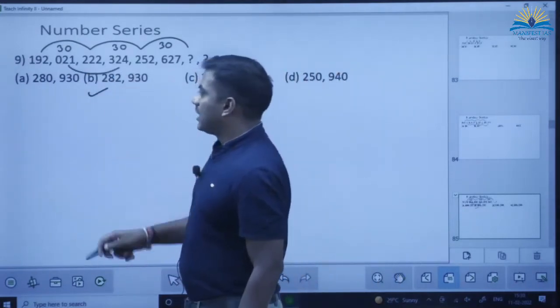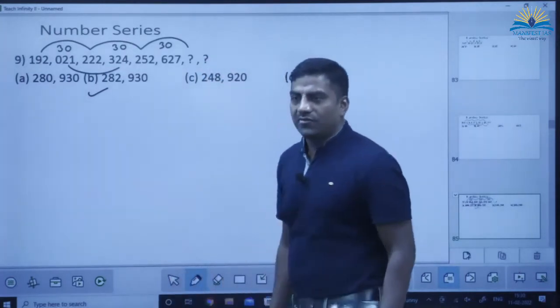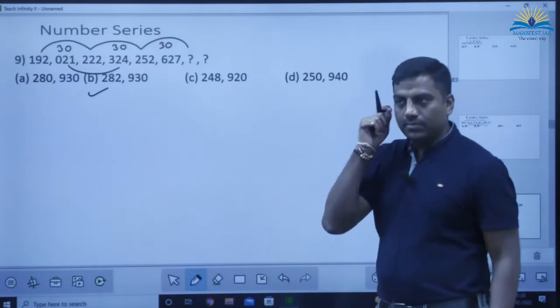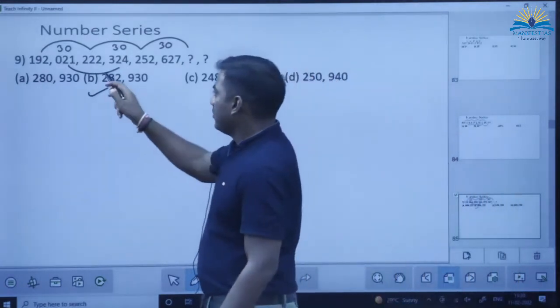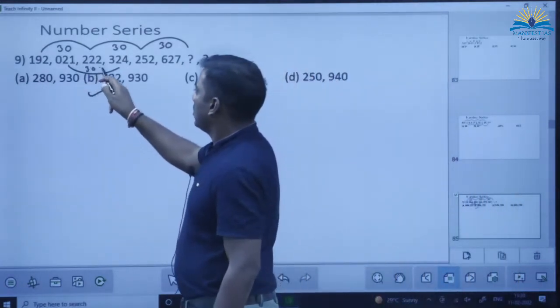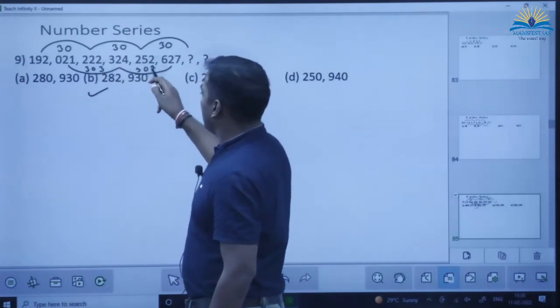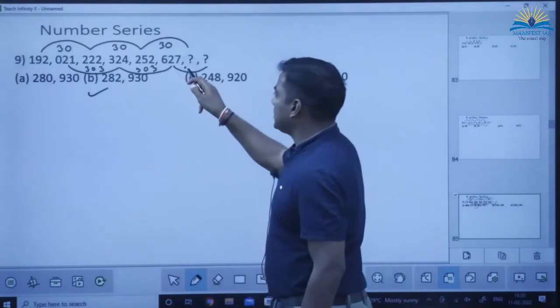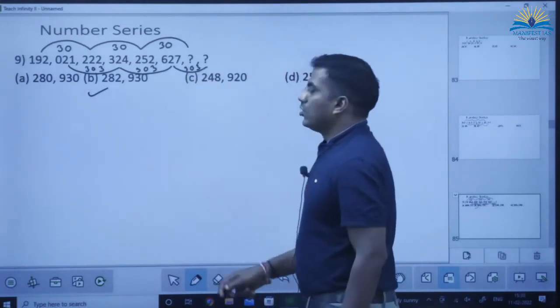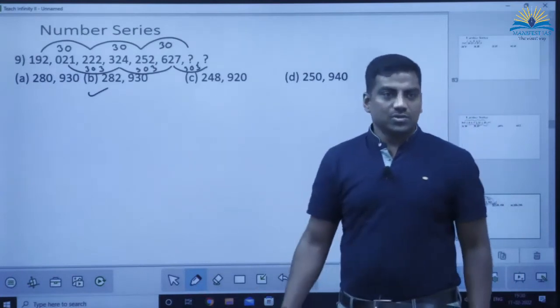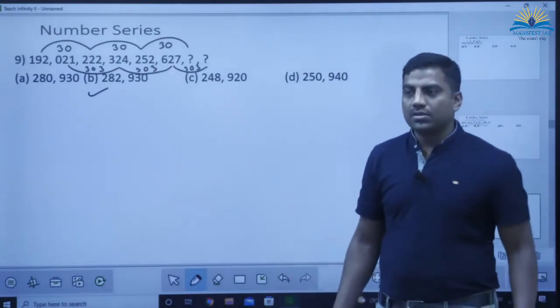0 to 1 is becoming 324. What is the common difference? 303. 324 to 627. 303 again. Now 627 plus 303 would give us 930. So this is the right answer. Okay. Fine.